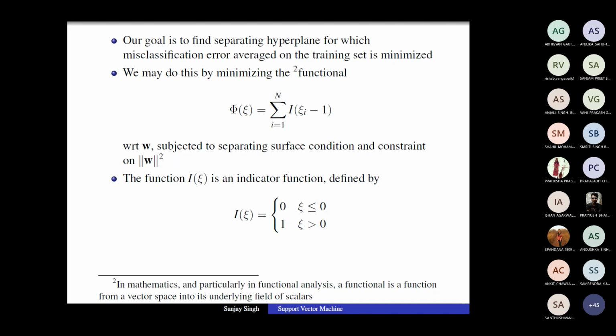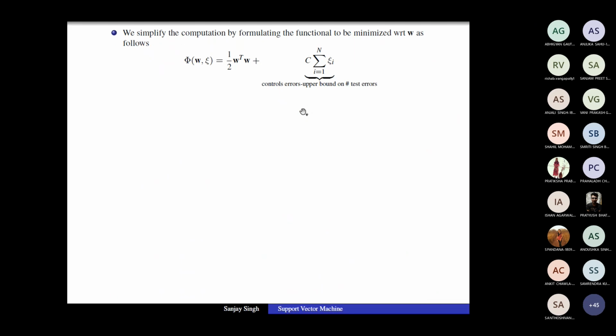So here if I write z greater than 1, even that is also fine. Minimization of phi z with respect to W is a non-convex optimization problem, that is NP complete, and you cannot find it out. It is non-convex because we cannot just differentiate this. So we have to write this in some other fashion. So we simplify the computation by formulating the functional to be minimized with respect to this one.